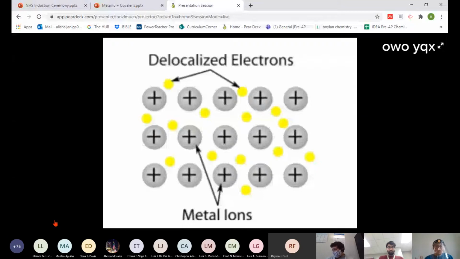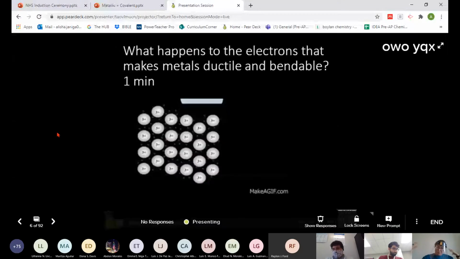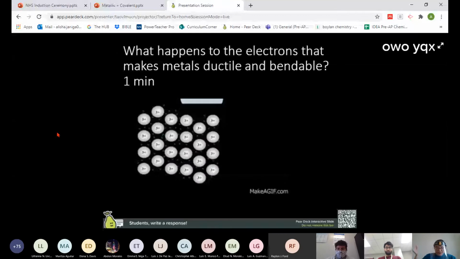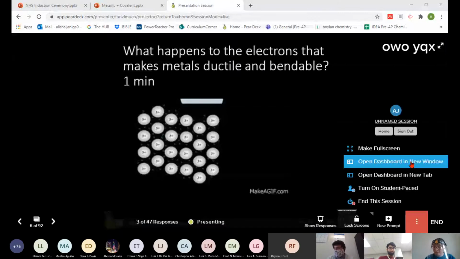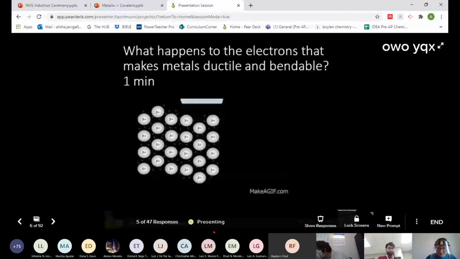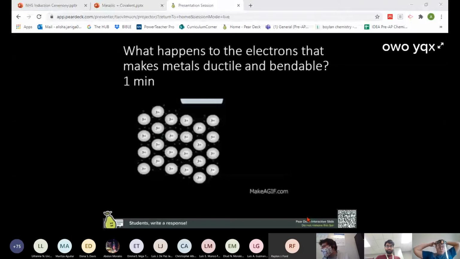Because these electrons can move, do you think that's going to make something more bendable or less bendable? I'll give you 30 seconds. Why are these things bendable? Why can we bend metals, but we can't bend non-metals? What about the electrons makes them bendable? What happens to those electrons?